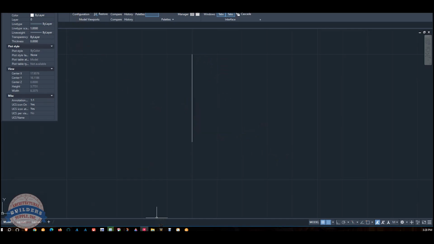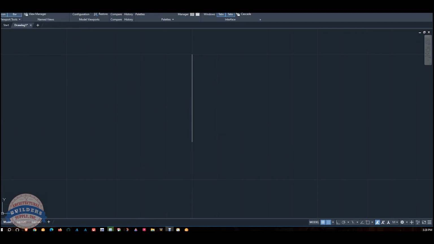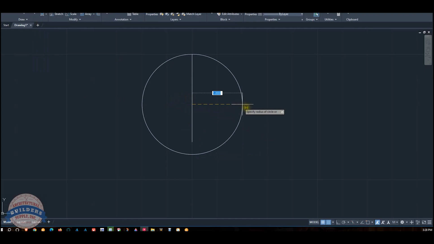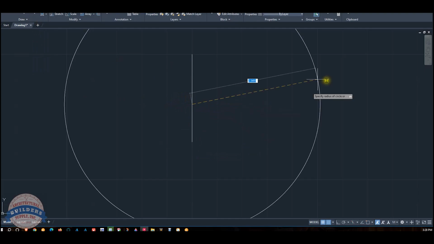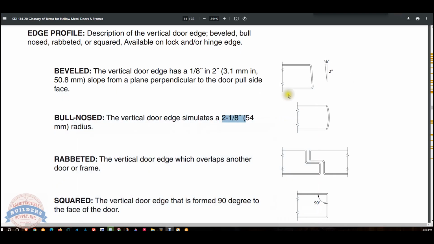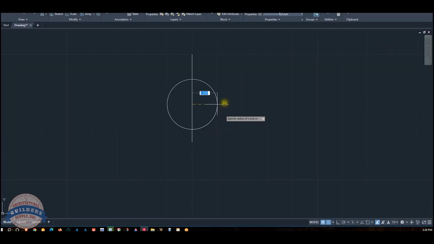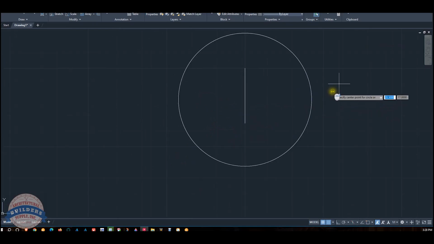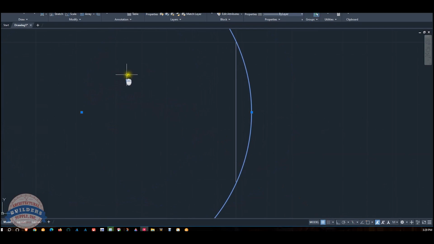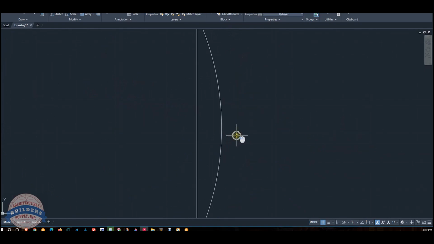So what we're going to do is draw a circle. Then we're going to give it a radius of, you know what, I forgot what that was. Okay, 2 1/8 inch radius, so 2.125. Awesome. So here's a radius. There are definitely more elegant ways to do this, but that's what we're looking at. That would be the radius on this if this was a door.